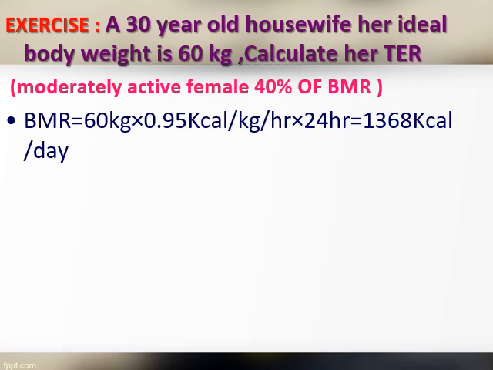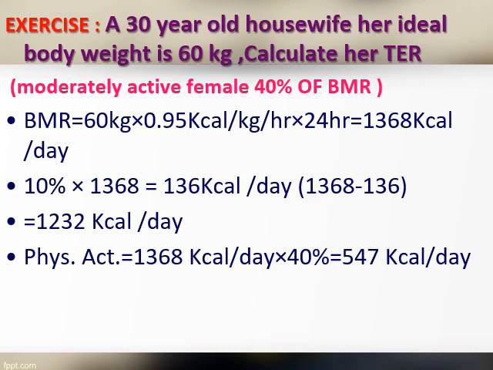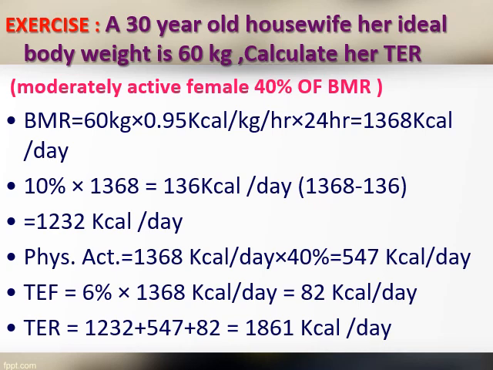To calculate her basal metabolic rate, we have to multiply her ideal body weight by 0.95 because she is female, and we have to subtract the 10% of sleep from the basal metabolic rate. Then calculate the physical activity, which represents 40% of the basal metabolic rate. Then the thermic effect of food, we choose the thermic effect of mixed food, which is 6%. Lastly, we have to add these three components together to obtain the total energy requirement.